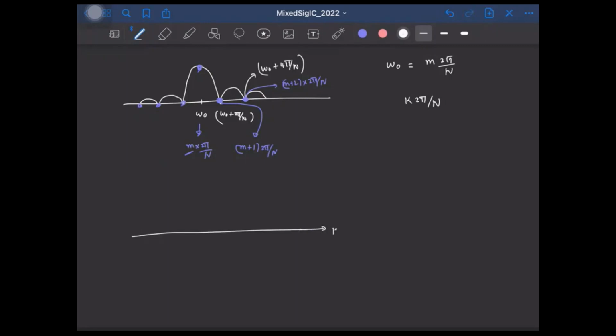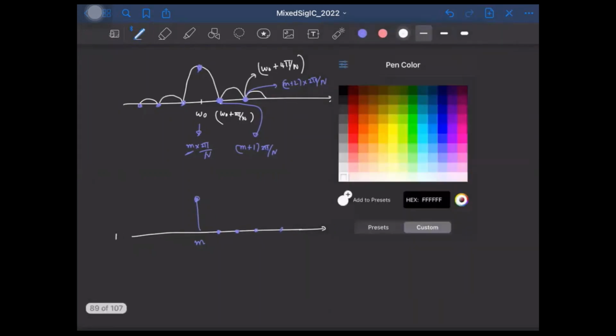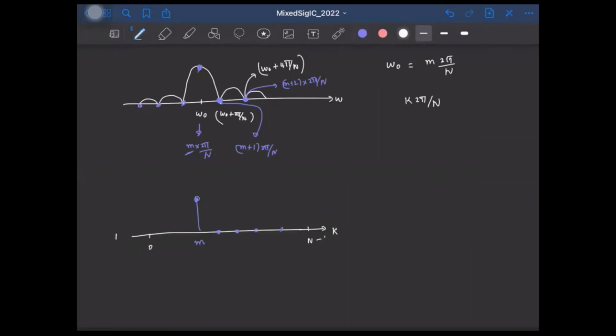if this is k, again this is the omega axis, this is the k axis. So we'll have one impulse at k equal to m, right? That is this, and all the other points will be 0, right? Again, on the negative side, we'll have one impulse at minus m. So if I'm showing k from 0 to a total of N minus 1, we'll have the impulse at N minus m, right? So we'll have two impulses as we expect.